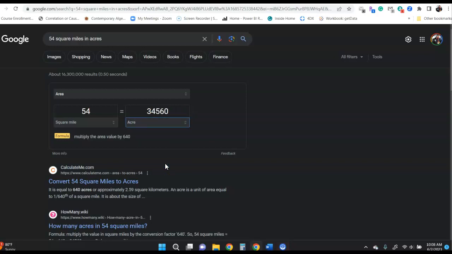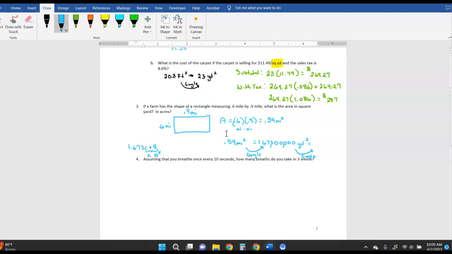And we have 34,560. Oops, I messed up. I put in point. This should be 0.54, not. Oh, that's going to make our answer so much nicer for our square yards, because now we only have 6 decimal places, not 8 decimal places. So that's okay. We're going to get rid of 2 of these decimal places.